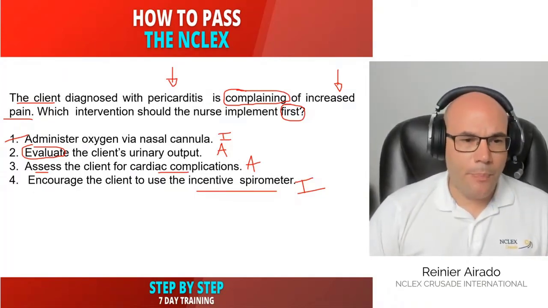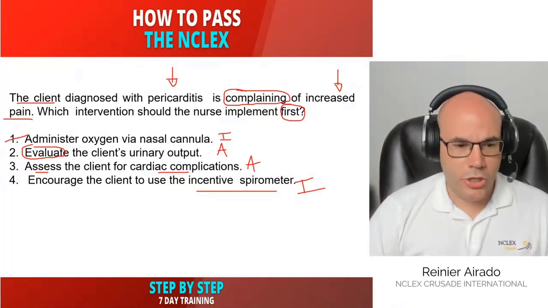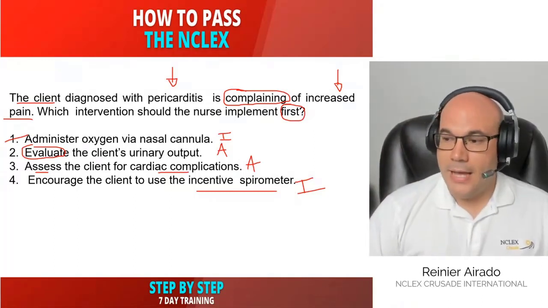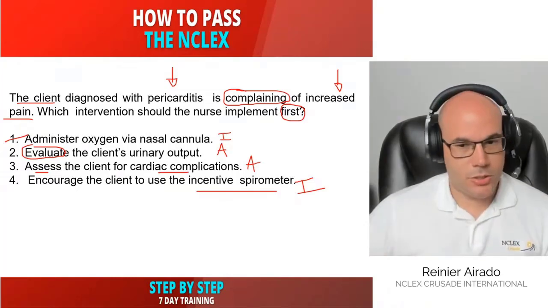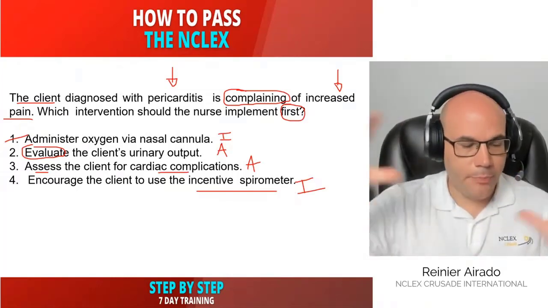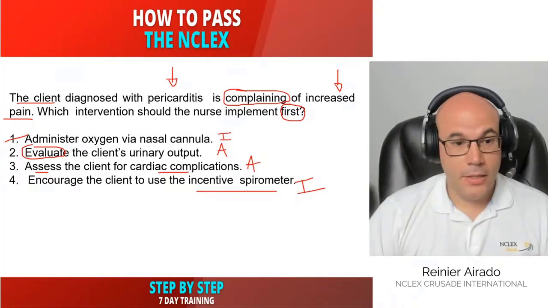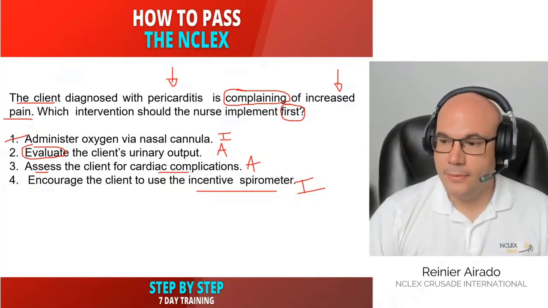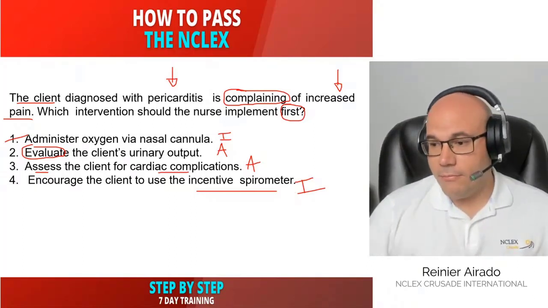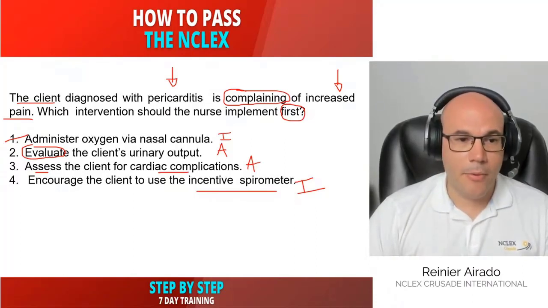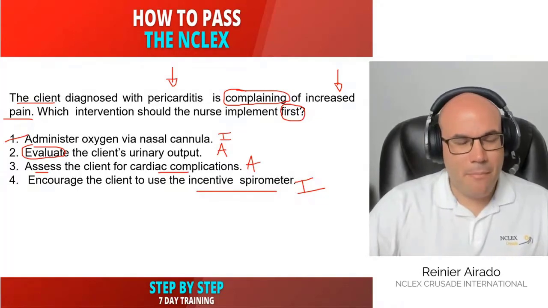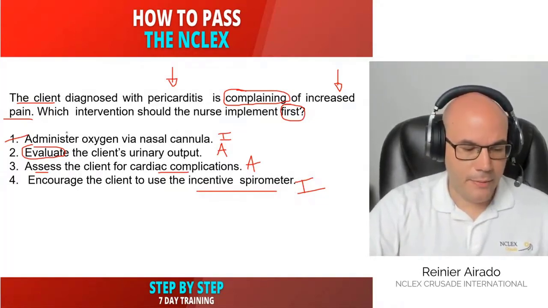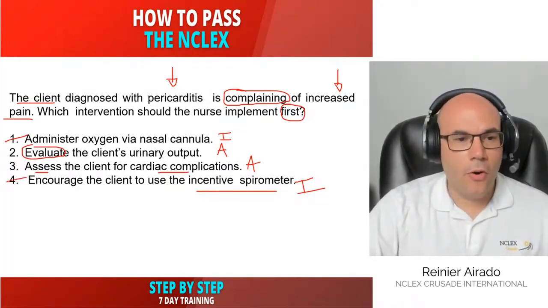Assessment for urinary output, thinking more on circulation as well. Assessment for cardiac complications. Multiple complications. This is a good assessment. And number 4, encouraging to use the incentive spirometer. Can this help the patient? Yes, in the future, but it's not my priority action at this moment. So we can eliminate answer number 4.